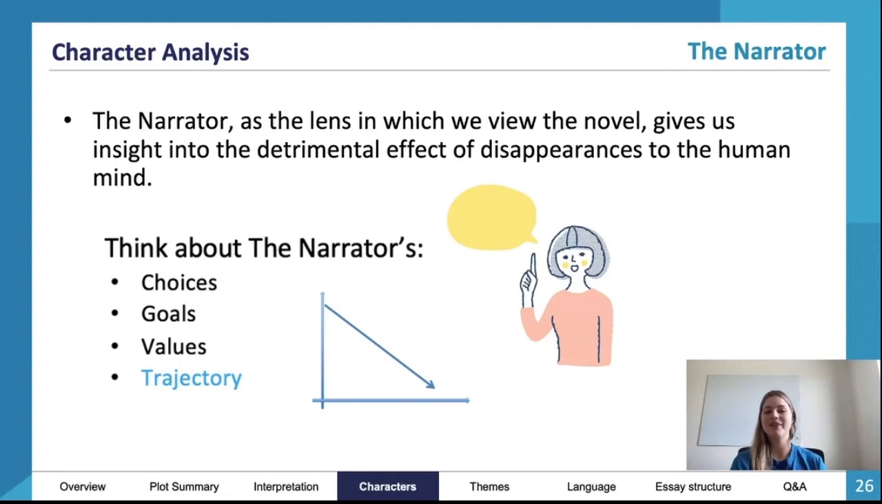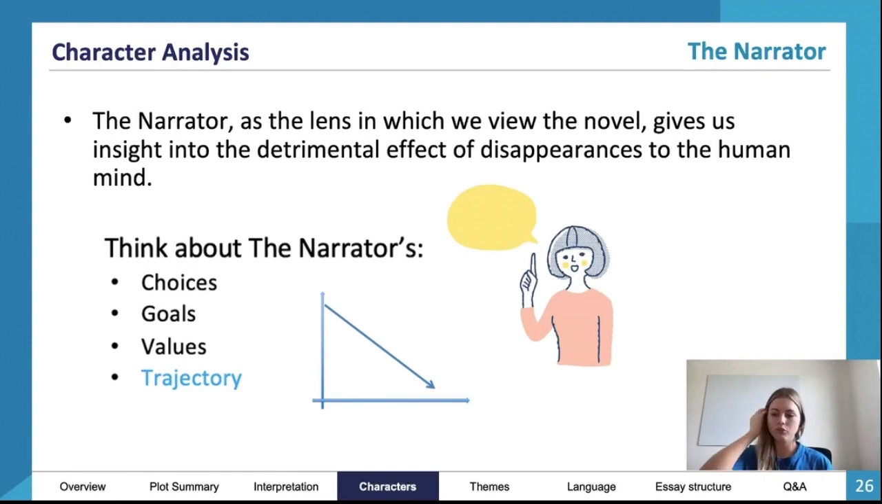So the narrator, as the lens through which we view the novel, gives us insight into the detrimental effect of disappearances on the human mind. We see that with her, we see that with other people, but definitely an insight into it nonetheless.